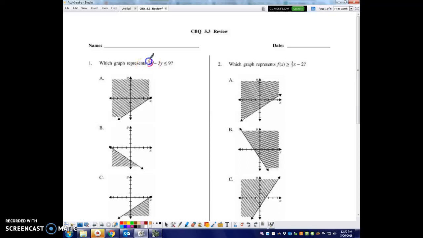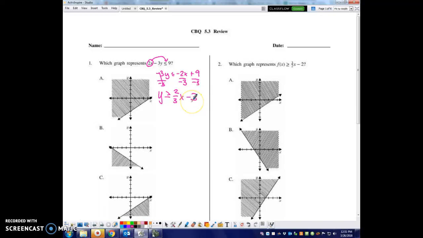So we need to move that 2x over. So we have negative 3y is less than or equal to negative 2x plus 9. Next step, divide by the negative 3. Now what happens when we divide by a negative? The sign flips. Negative 2 divided by negative 3 is a positive 2 over 3 x. 9 divided by negative 3 is negative 3.